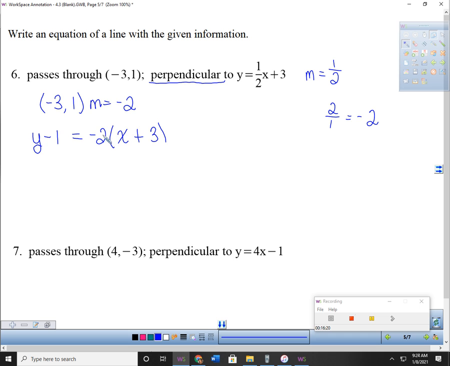Now all I have to do is distribute and move the 1. So I've got y minus 1 equals distribute. -2 times x is -2x. And -2 times 3 is -6. And then I'll add the 1 and put that with the -6. So y is equal to -2x minus 5.